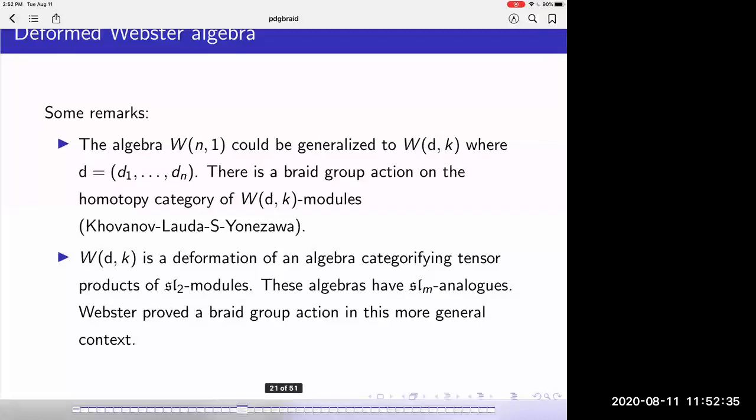So these more general algebras, WDK, it's a deformation of an algebra categorifying tensor products of SL2 modules, again, as we saw in Joel's talk. And these algebras have SLM analogs, and Webster proved the braid group action in this much more general context.